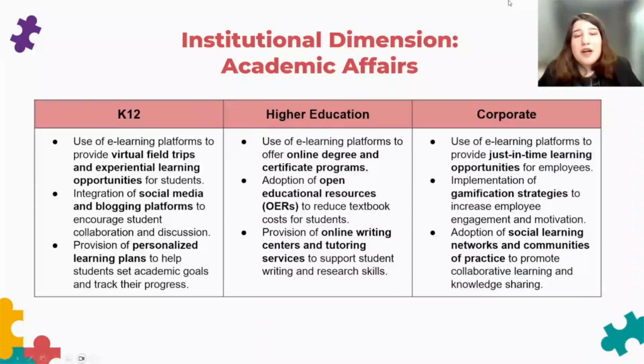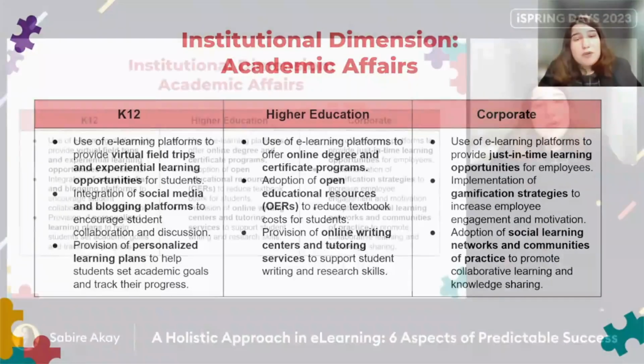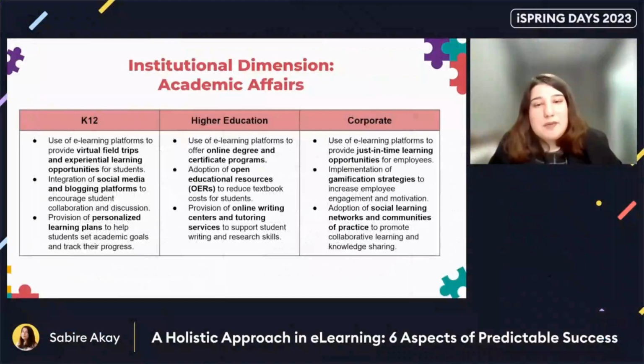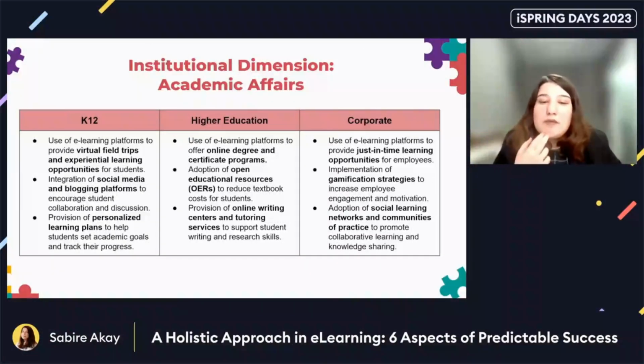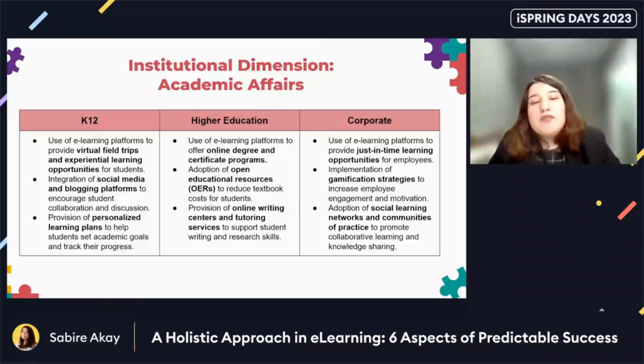So after that, for the higher education part, we can use online degree and certificate programs, again, for academic affairs. We can get help from the open educational resources so that students can get educational materials for free. We can provide some online writing centers and tutoring services for the writing and research skills. And these are some examples of the higher education part. Later on, we have our corporate system.